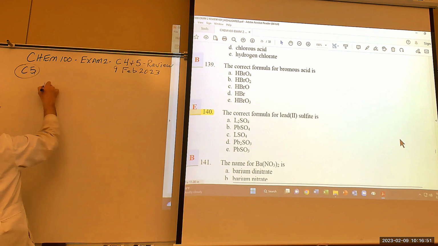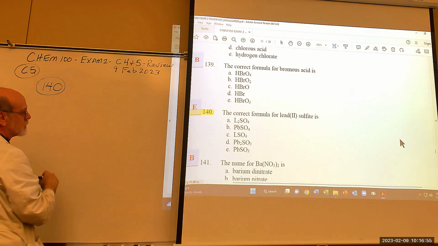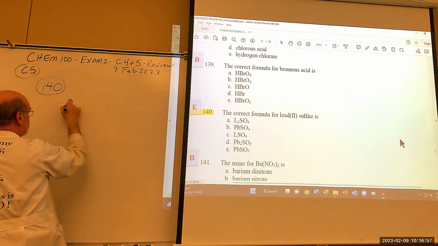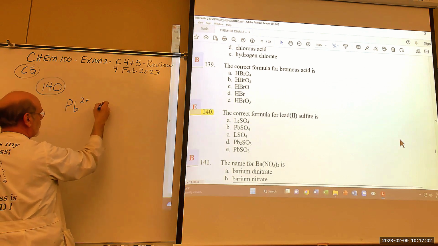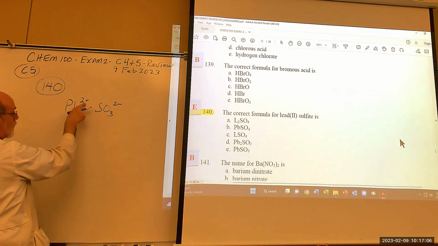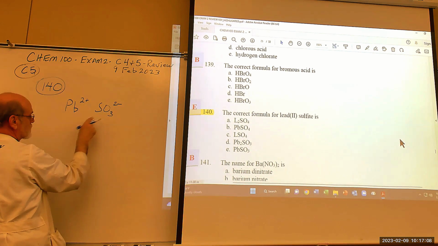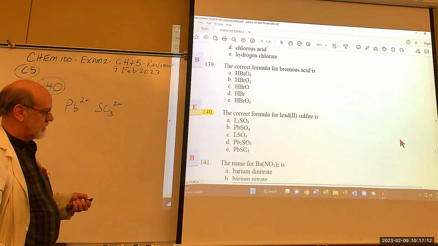140. Correct formula for lead(II) sulfite. Lead 2+, it says so right there in the name. And then sulfite, SO3 2-. So these balance with just one each. PbSO3 is the correct formula here.